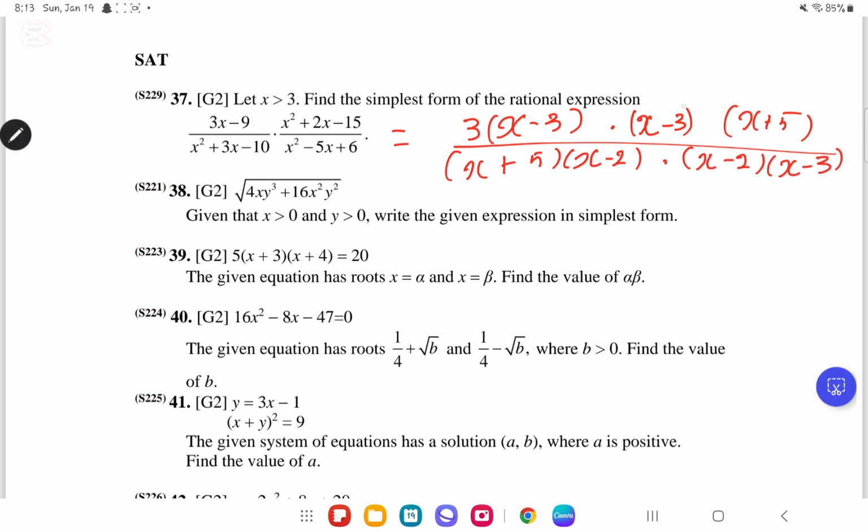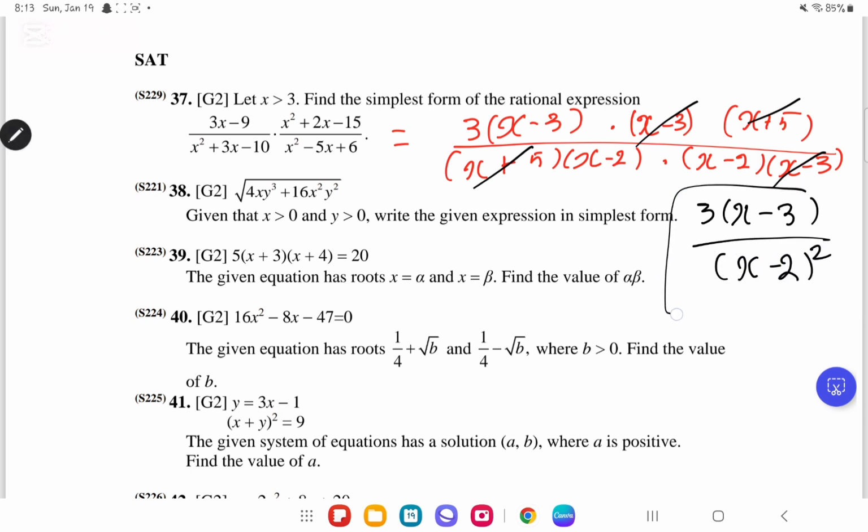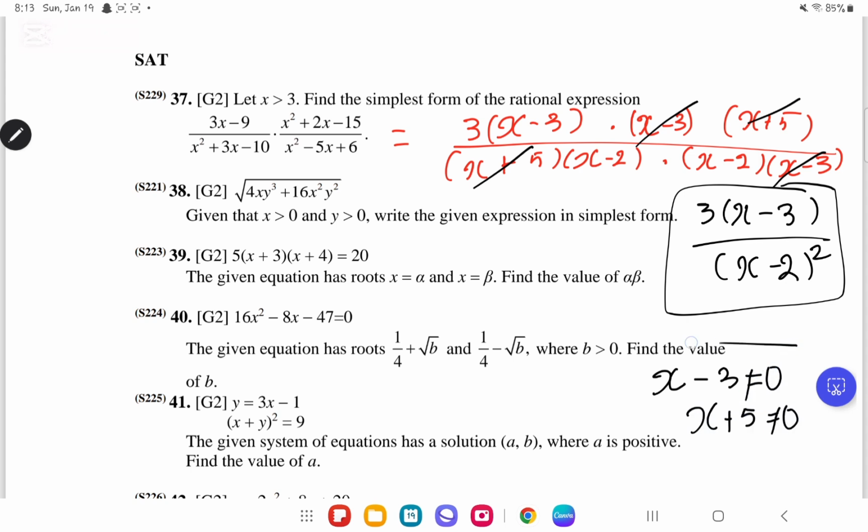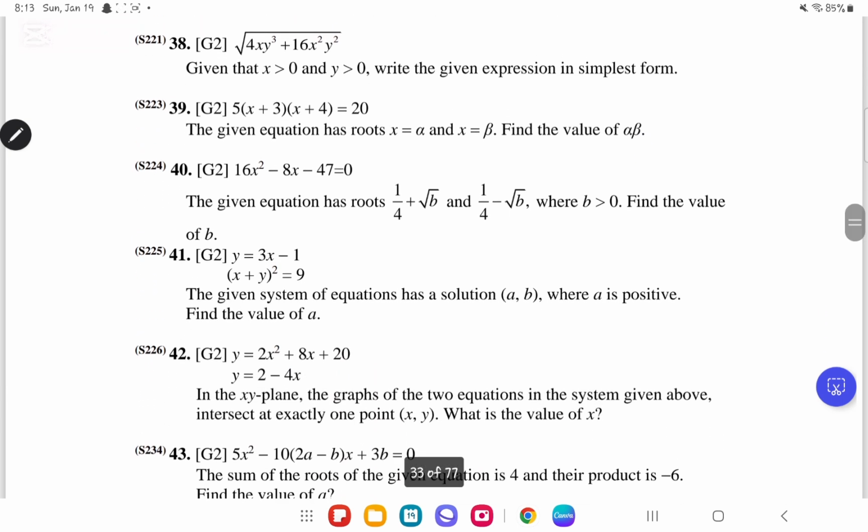So now if we simplify it, we can cancel this and this, this and this, and we will be left with 3x minus 3 over x minus 2 squared. And this is very simply our answer. Now here they don't want you to write that x minus 3 is different than 0 and x plus 5 is different than 0. However, if they did request it, then you are supposed to write it like this and you are supposed to solve it. So that is grid 37 done.